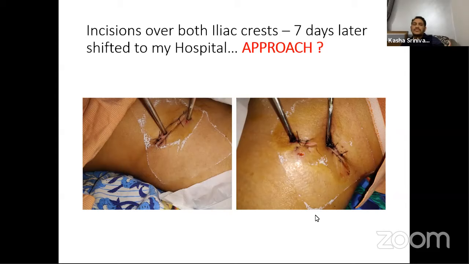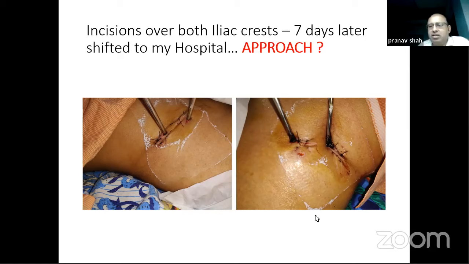Okay, so we move forward. This was a situation where the patient had lateral traction. I wanted to avoid going through any of these areas, so I went only posteriorly. Even the Kocher-Langenbeck approach, I modified it a little and made it more posterior to avoid the pin track of the lateral traction. The operative pictures, you can see this reduction.